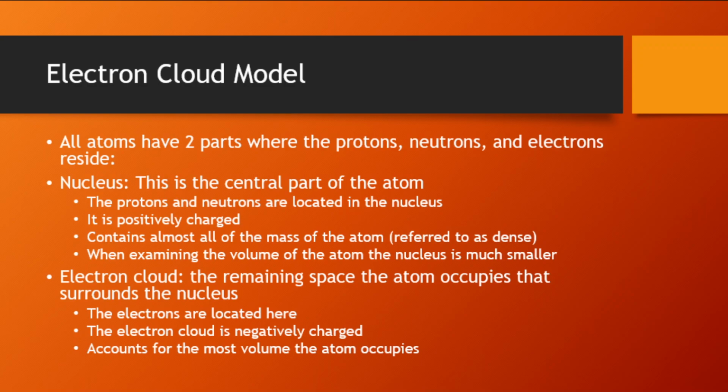Now we move into our second model, and the reason why we needed a second model is because the Bohr model didn't accurately and adequately describe all of the elements on the periodic table.